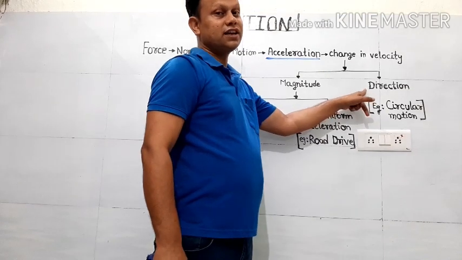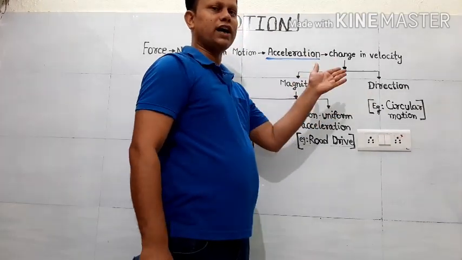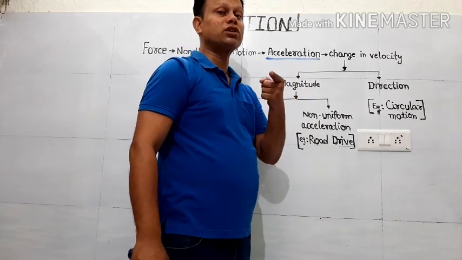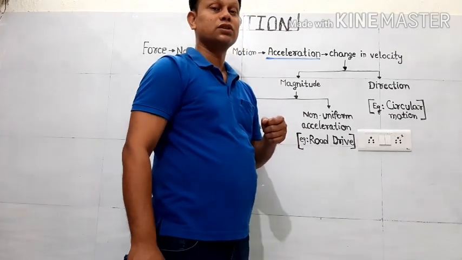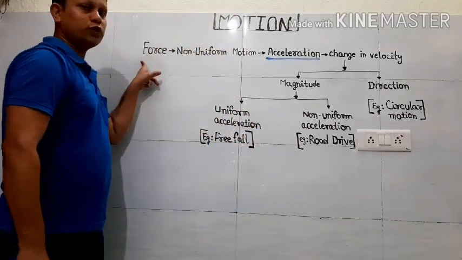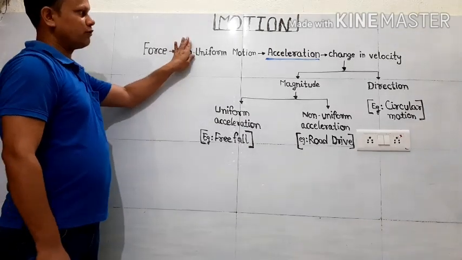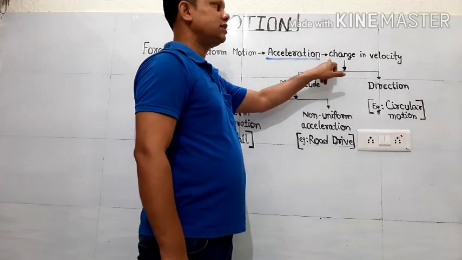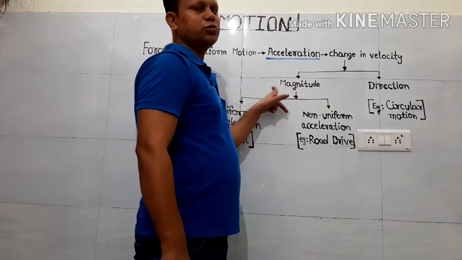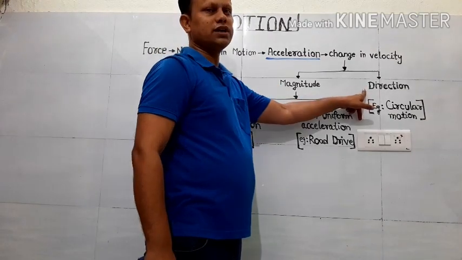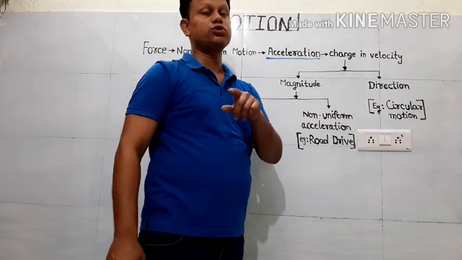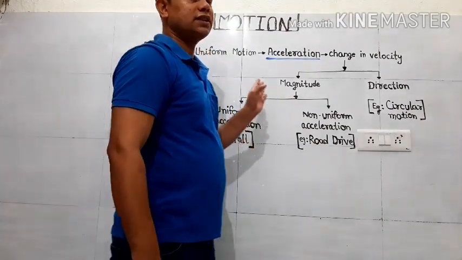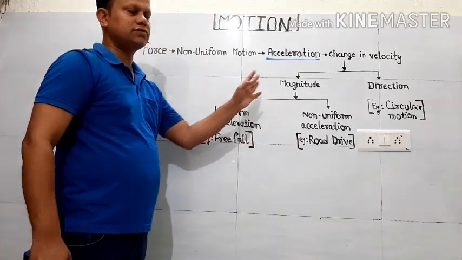So that means if we analyze this flow chart with the negative, oppositely we'll get to know about the condition for uniform motion. So once again, no force, uniform motion, no acceleration, no change in velocity. That means neither the magnitude of the velocity should be changed nor the direction. That's why it is said that uniform motion is a case of zero acceleration, because no acceleration is possible. So that is the whole mapping through this flow chart.